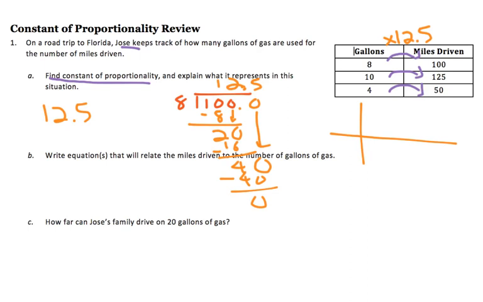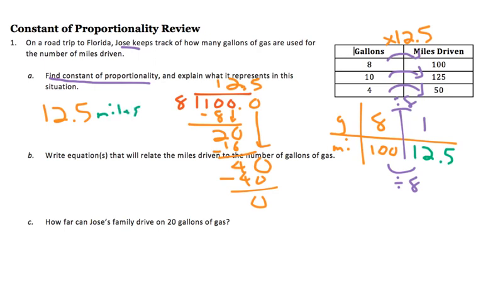Imagine that in this table, I kind of just wrote it like this, and we had 8 gallons and 100 miles. When we divide by 8, what we're doing is we're finding the miles per 1 gallon, which is also the unit rate. And it's just a good thing to remember that the constant of proportionality is also and always the unit rate. So this is the amount of miles per gallon.